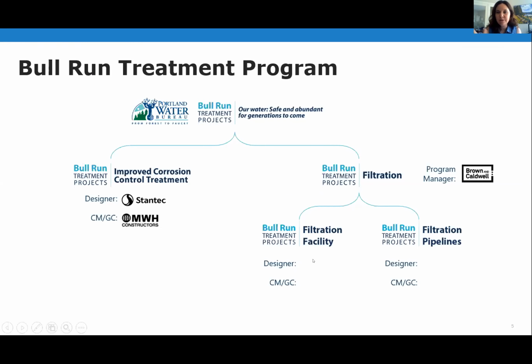Filtration, we've broken down into the filtration facility. Our designer there is Stantec. They're also working with Crollo on that. Next, we have design for the filtration pipelines, and that's Jacobs.